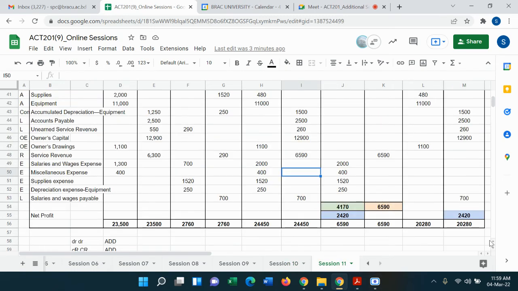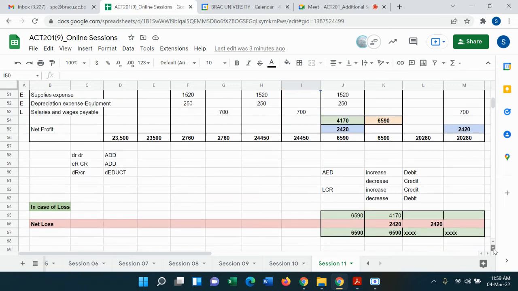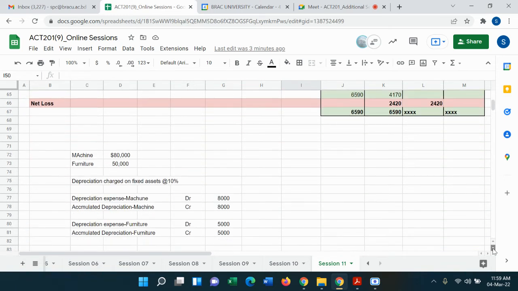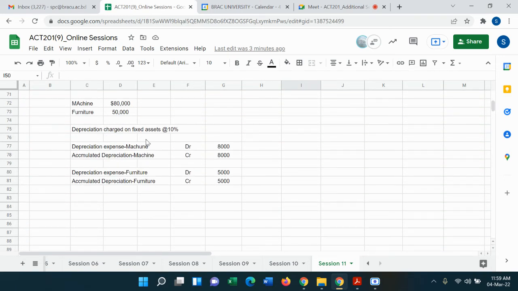Now in this session we mentioned how we should handle the depreciation for multiple assets. That's how we have to record the depreciation for multiple assets. So we have to specify the amount of depreciation expense for that asset, how much has been charged, and also how much of the accumulated depreciation has been recorded for that particular asset. This is how we have to record the depreciation.